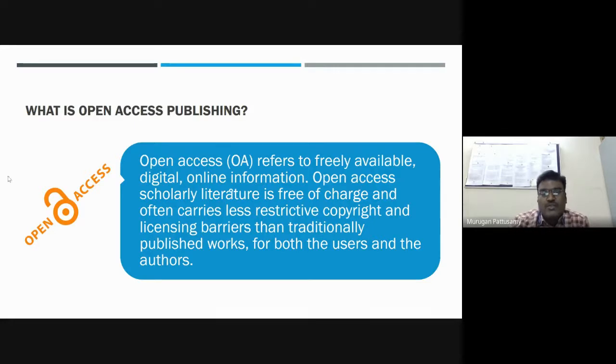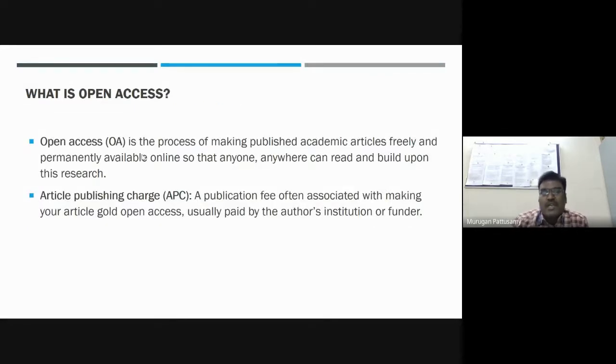Now try to understand what is open access publishing. Another version of the same definition: open access is the process of making published academic articles freely and permanently available online so that anyone anywhere can read and build upon this research. So without any restrictions, if you are able to download the papers from any of the publishing houses or journals, that is referred to as open access publishing, right?